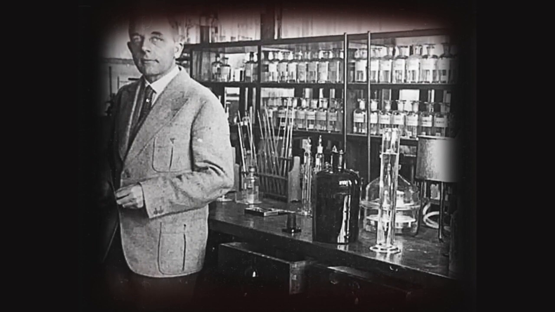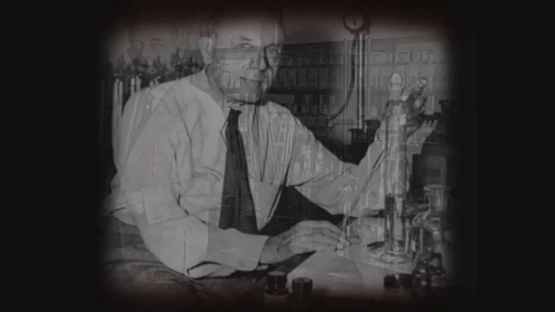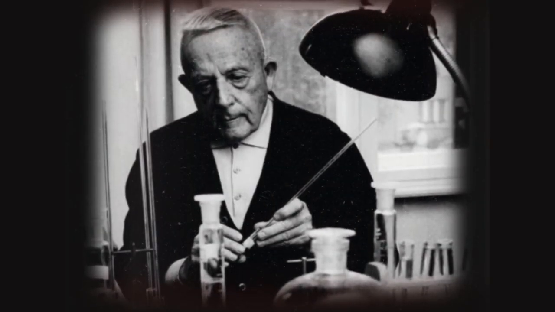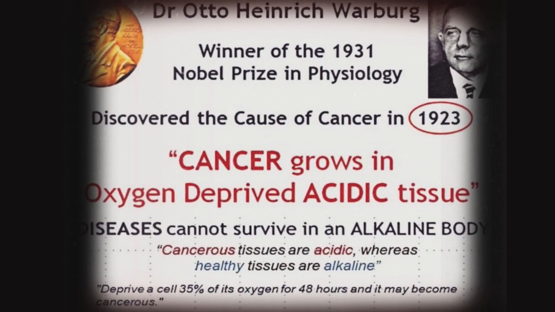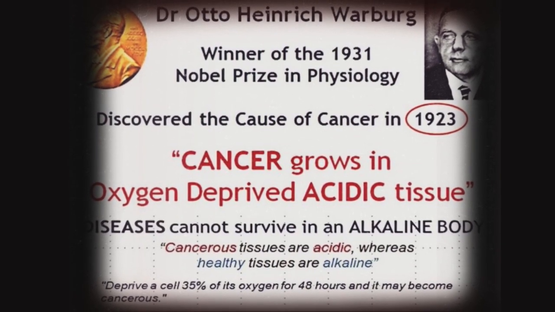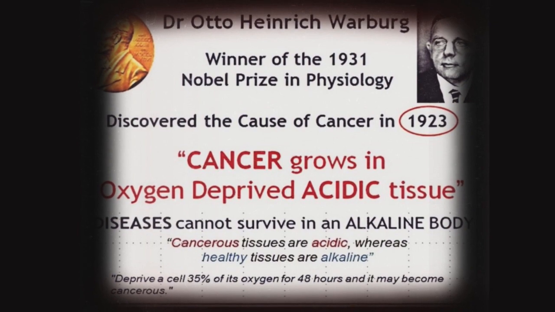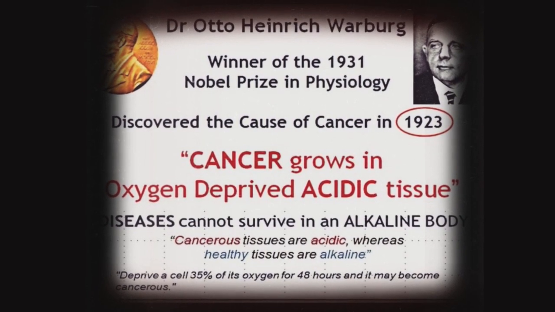Born in Germany in 1863, Warburg was a physiologist, a medical doctor, and the sole recipient of the Nobel Prize in Physiology or Medicine in 1931. He was actually nominated for the Nobel Prize, believe it or not, 47 times during his career.